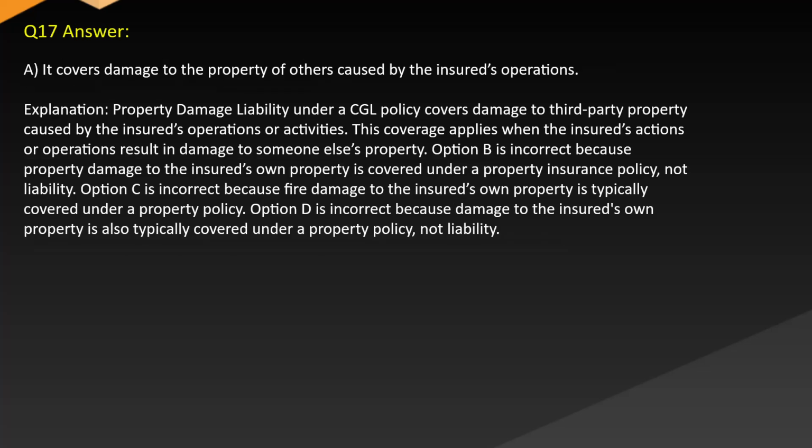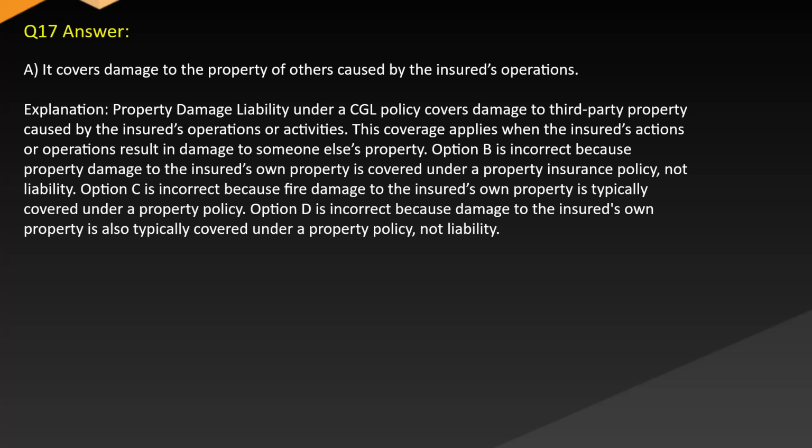Answer A. It covers damage to the property of others caused by the insured's operations. Explanation: property damage liability under a CGL policy covers damage to third-party property caused by the insured's operations or activities. This coverage applies when the insured's actions or operations result in damage to someone else's property.